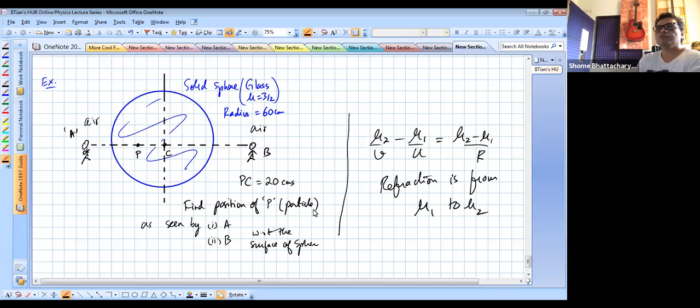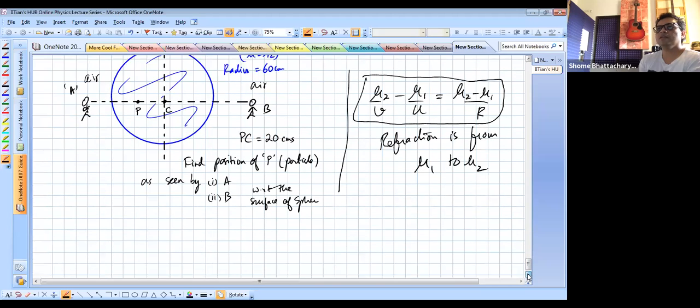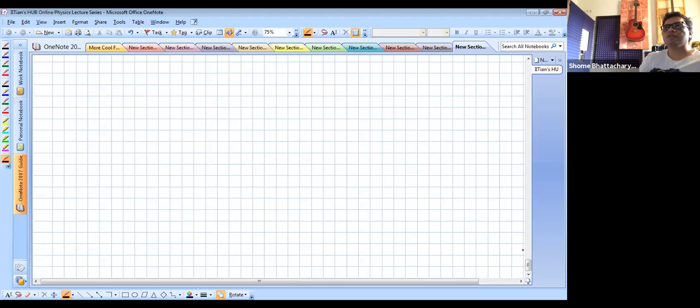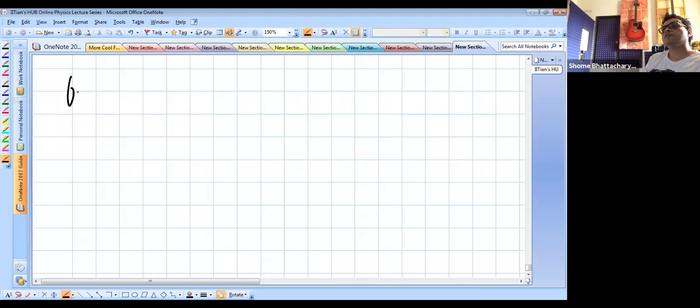So let's work this out again. We will of course use the formula to understand what the value of the position is, but we'll also eventually justify it with the ray diagram. So let's solve each part separately. Let's say I am solving this part first, for the observer E, who is actually to the left.